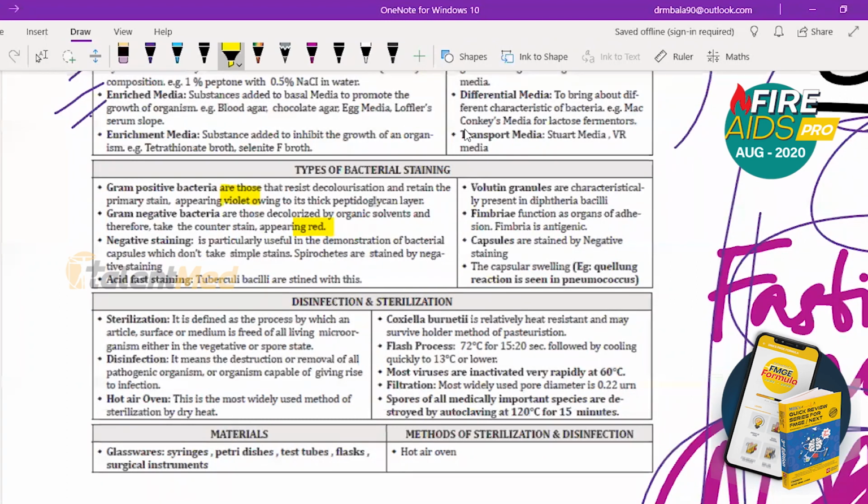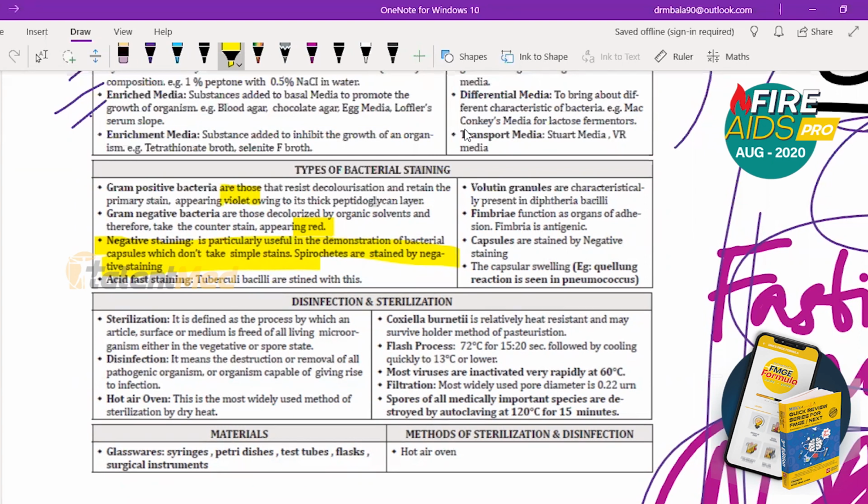Then there is negative staining. I told you, it is used to demonstrate the capsule. So negative staining means background staining. Spirochetes are stained by negative staining. You won't believe, 2 questions appeared in the same year, 2015. Negative staining is for capsular demonstration, that was question number 1 in the first half of the paper. In the second half of the paper, spirochetes are stained by negative staining. That was the second question. So negative staining is very important.